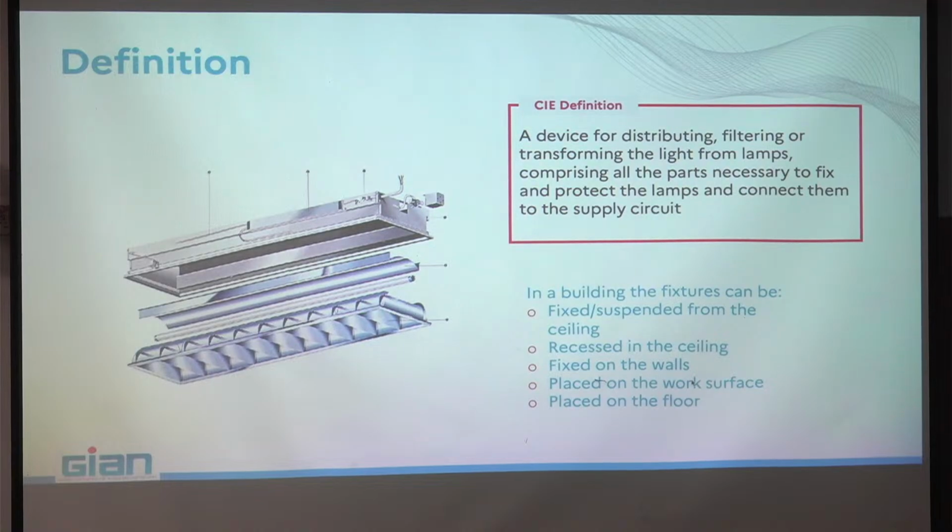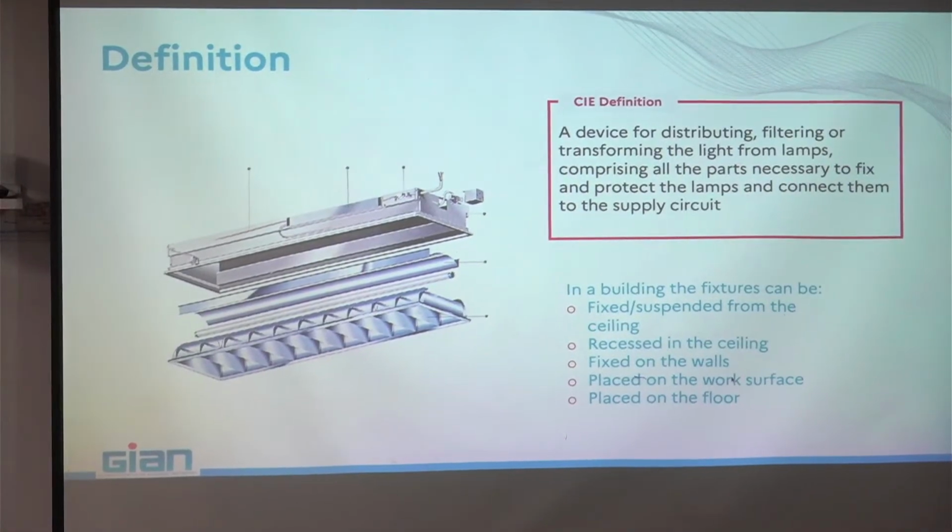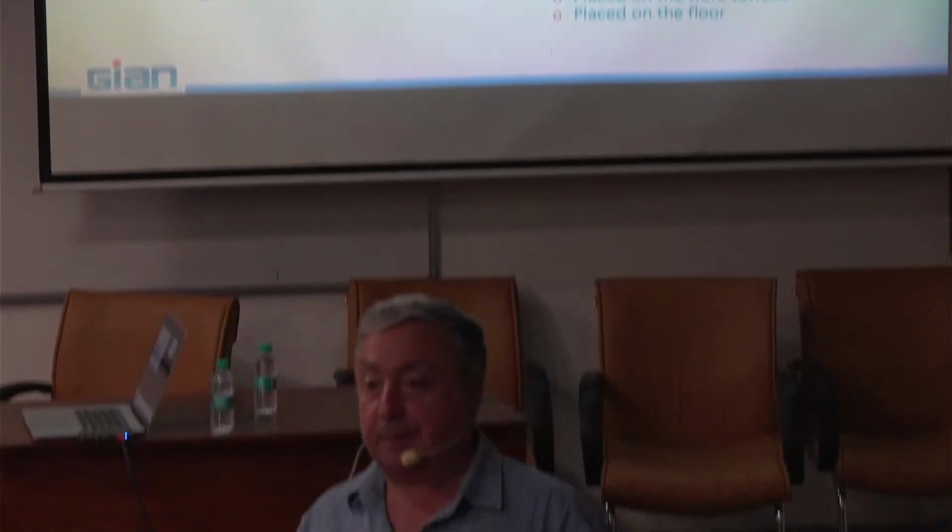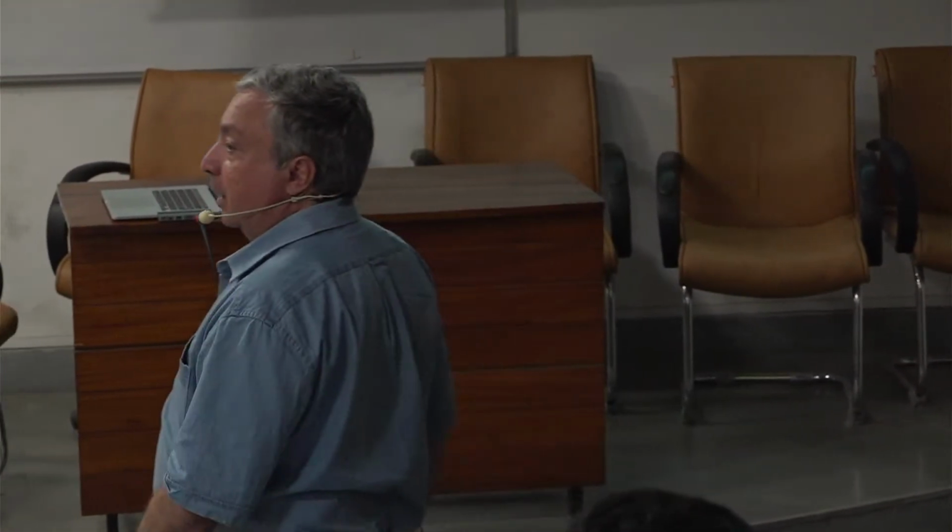The fixture can contain the power supply or not. This is not a part, but it contains all the other parts that are necessary to protect the lamp, to supply the lamp and fix the fixture somewhere. We speak here only about indoor lighting. For outdoor lighting, the specifications are sometimes different.